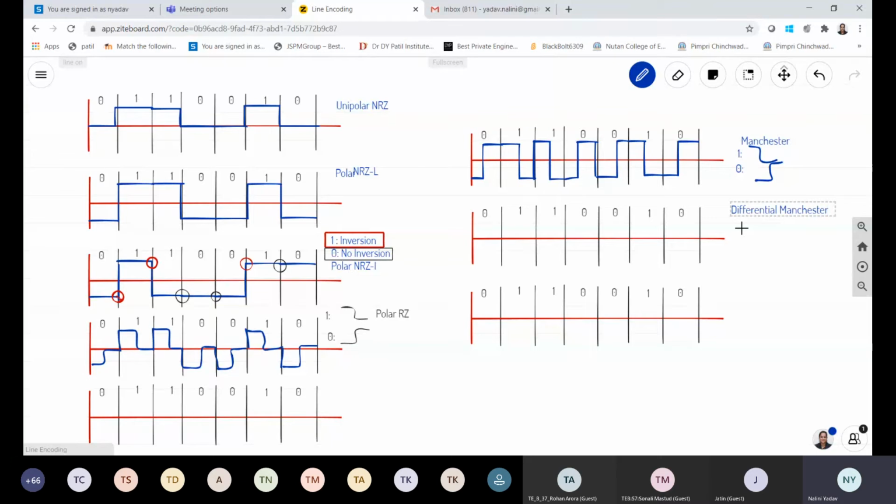Fine, this is my differential Manchester. And then I have to decide how I will be taking 1 and how I will be taking 0. So let's say for 1 I will do the inversion. Correct? It is up to my decision. So for 1 I will be doing inversion, and for 0 I will be doing no inversion. Is it clear? First, you have to decide these two things, right?